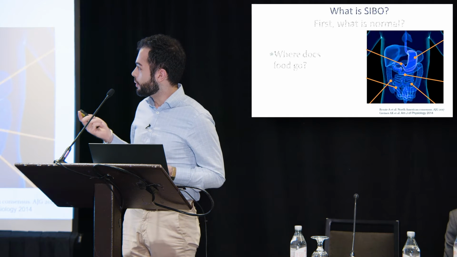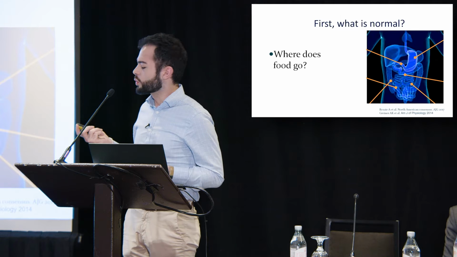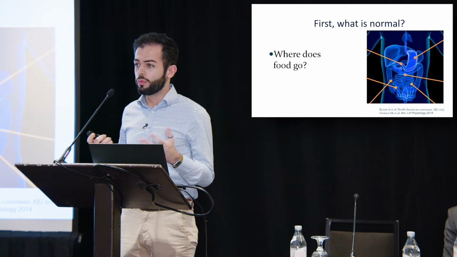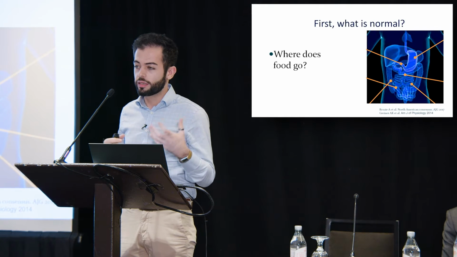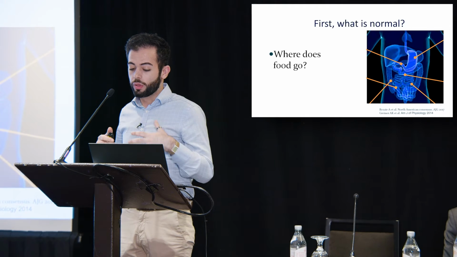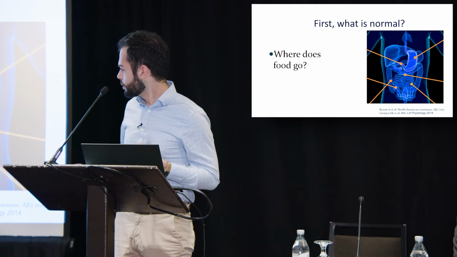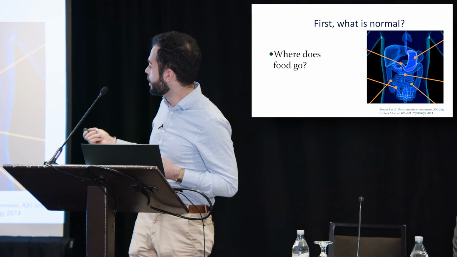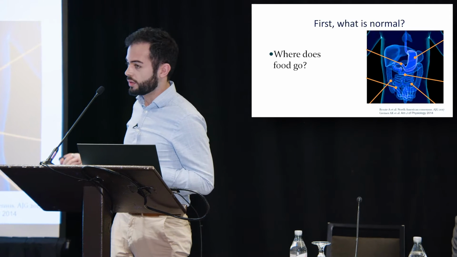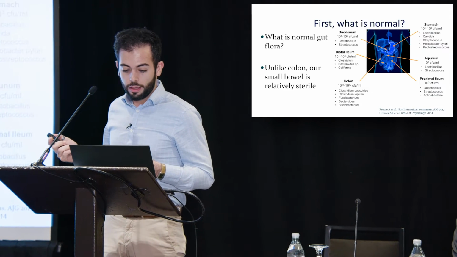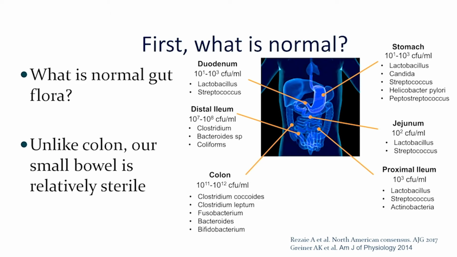So what is SIBO? First, what is normal, and where does food go? As you heard from Dr. Azai's talk, food goes from the mouth through the gut, specifically from the stomach to the small intestine to the large intestine. And what is the normal gut flora? As was mentioned before, the highest concentration that is very normal is in the colon, and that's where a lot of the normal digestion by the microbiota happens.